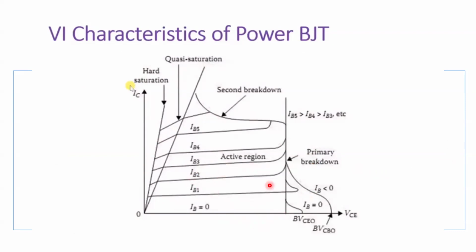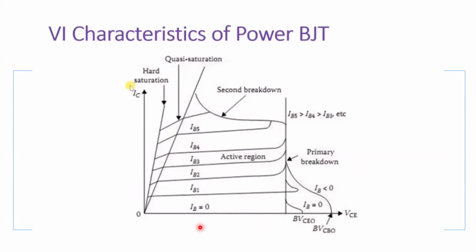Normally, what we are seeing in your normal BJT is that in the active region, with an increase in VCE, the IC increases slightly, and it will be operating as an amplifier in this active region. Then in the saturation region, if both the base-emitter and the base-collector junctions are forward biased, it will be acting as the saturation region.